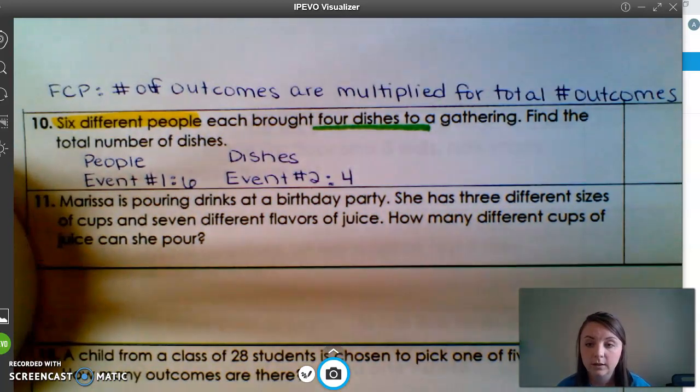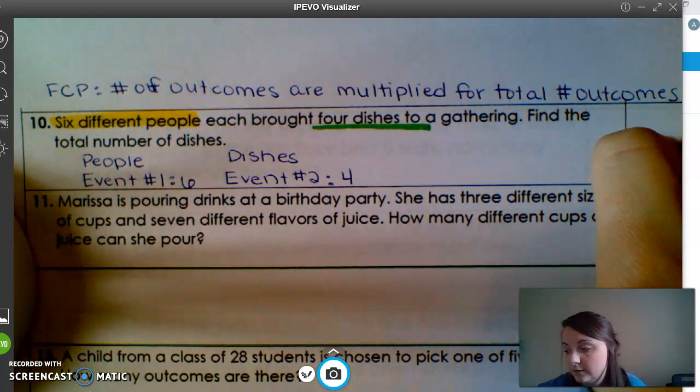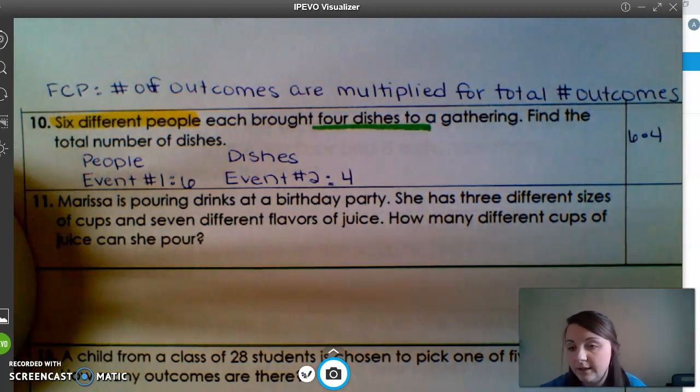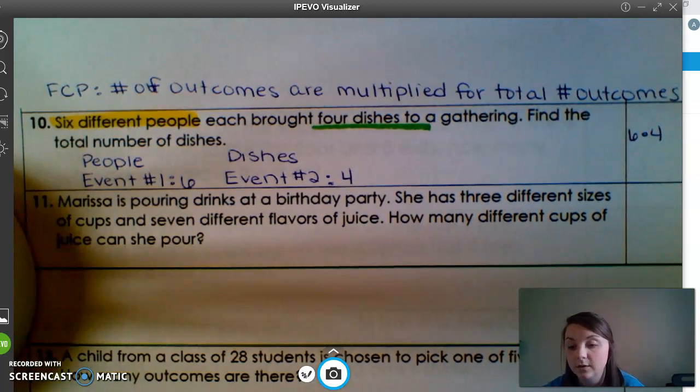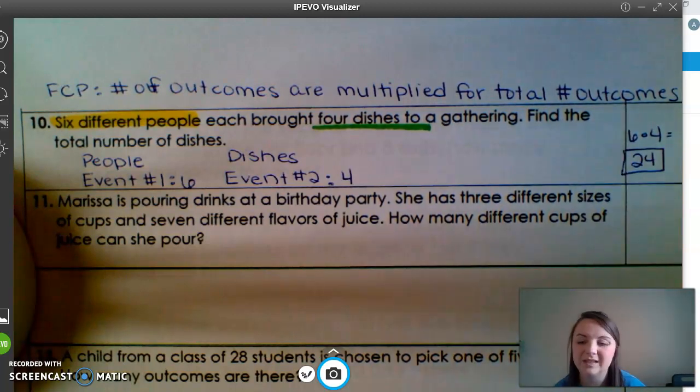Well, over here to get our total number, we were told if you do the outcomes for each event multiplied, you get the total. So 6 times 4 is 24. So there will be 24 dishes there. So that's kind of like a family reunion type deal.